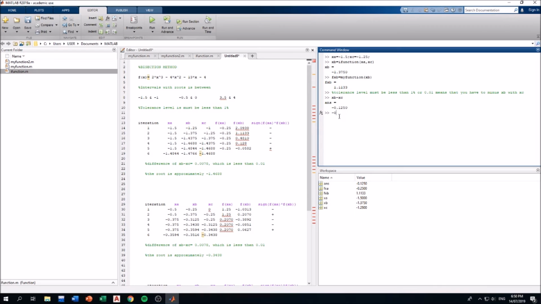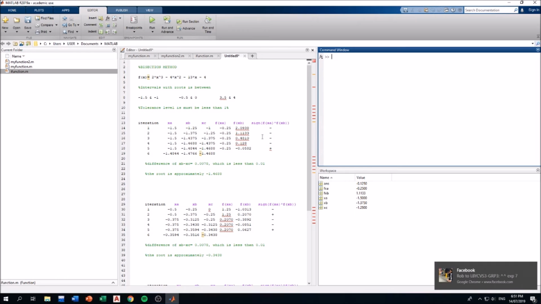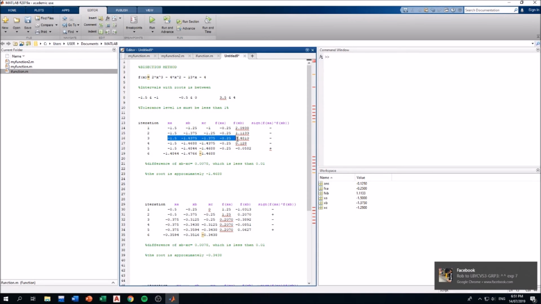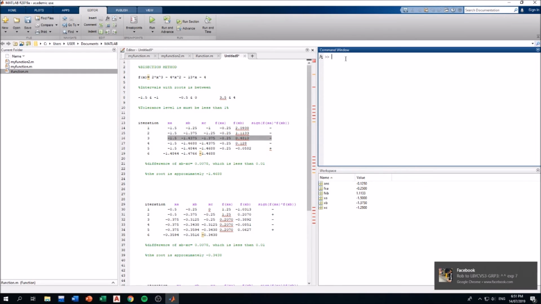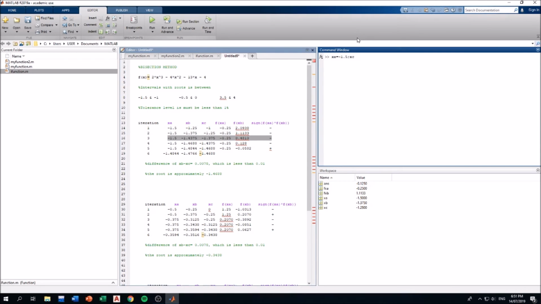So moving forward, clc. We make use of the sign again, which is negative. So we use x sub a as is, and we now use the previous x sub b for our x sub c. X sub c equals negative 1.375.